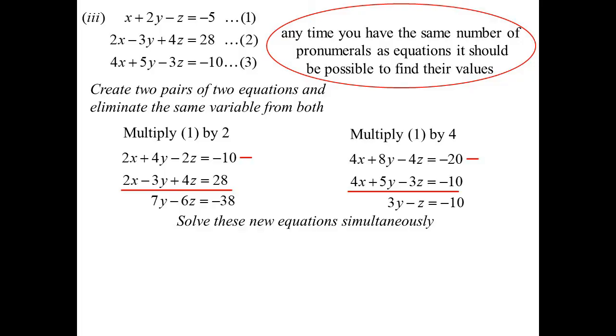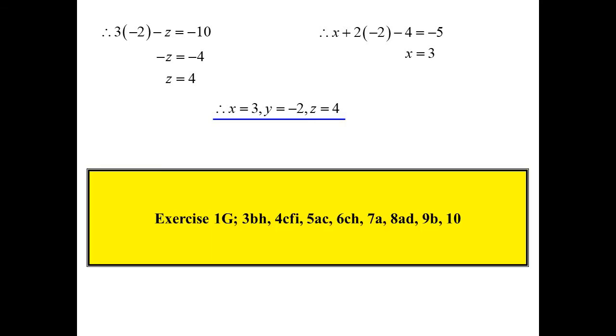I now have two equations and two pronumerals, which I can solve the way we normally solve. This time I'm going to get rid of the z's, and we end up with y equals negative 2. Now I know what one of them is, I can work my way backwards and find all the others. So y is negative 2, and z ends up being 4 when I substitute that into one of the equations. I now know y and z, so I sub those into one of the original equations and we can work out x. So there's our final answer: x is 3, y is negative 2, and z is 4.